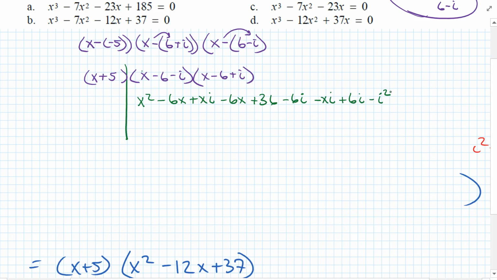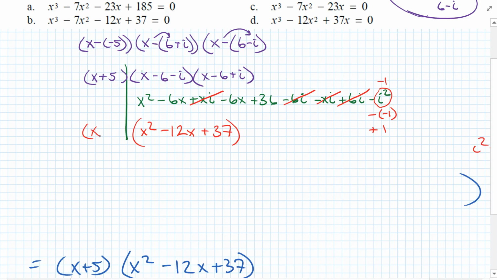Okay. Now let's simplify our terms where we can. I have a positive xi and negative xi, a positive 6i and negative 6i. Okay, negative i squared, well, i squared becomes what? -1, so -1 becomes +1. So I get x squared minus 12x plus 37 times x plus 5.